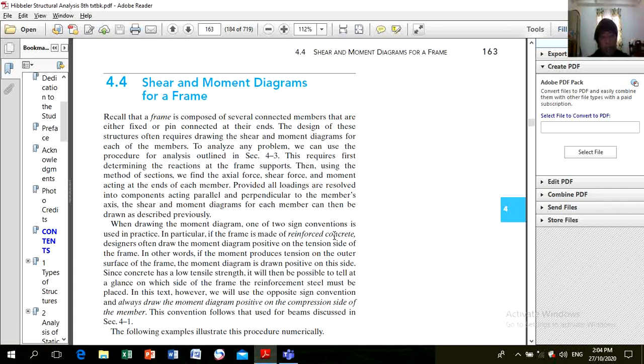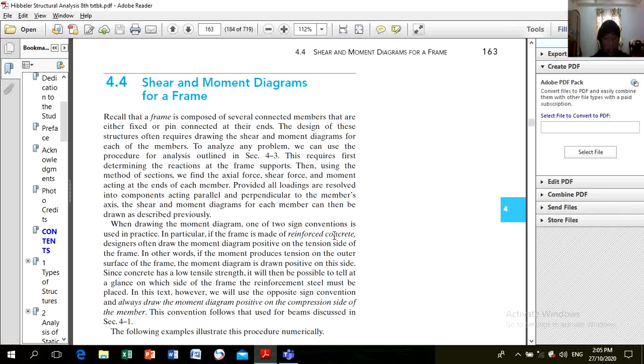So usually, to design the frame, you need to draw the shear and moment diagram, because this diagram can give you the values which you can then use for determining the size, the number of bars, and so on and so forth. This requires first determining the reactions at the frame supports, then using the method of sections, we find the axial force, shear force, and moment acting at the ends of the member.